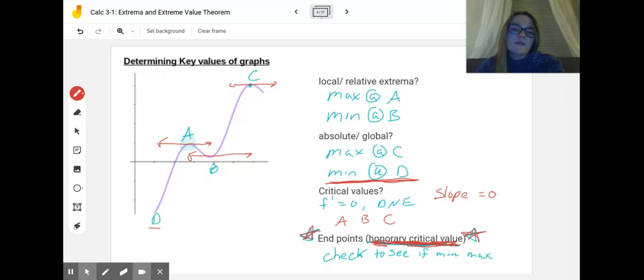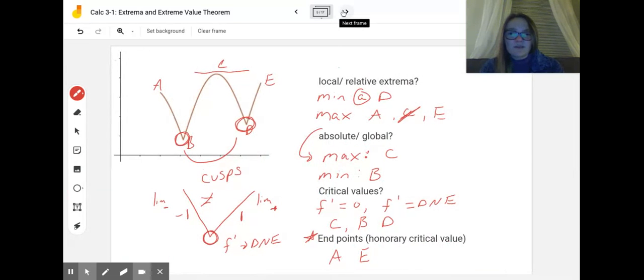Critical values. So once again, this definition is going to come up all year. F prime is 0 or F prime doesn't exist. That is the definition of a critical value. So where is my slope 0 and where does my slope not exist? That happens at A, it happens at B, and it happens at C. Okay, let's move on to the next question.